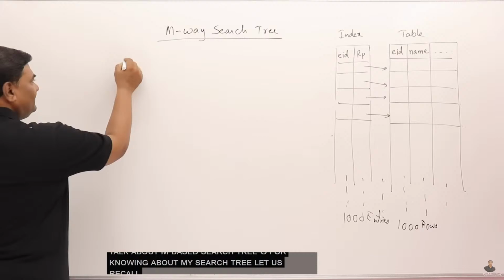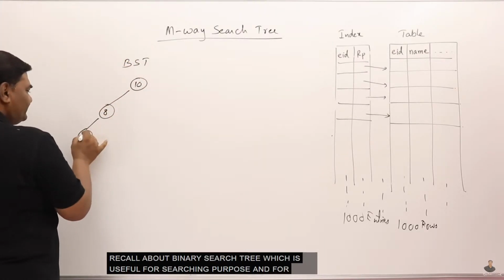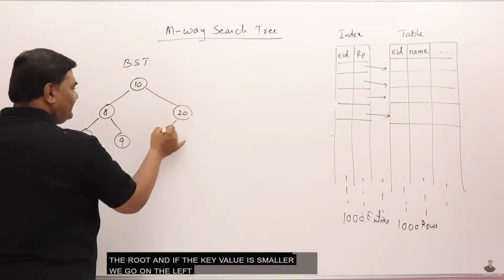For knowing about M-way search tree, let us recall binary search tree, which is useful for searching purpose. For searching any key value, we start from the root, and if the key value is smaller, we go on the left hand side. If the key value is larger, we go on the right hand side.